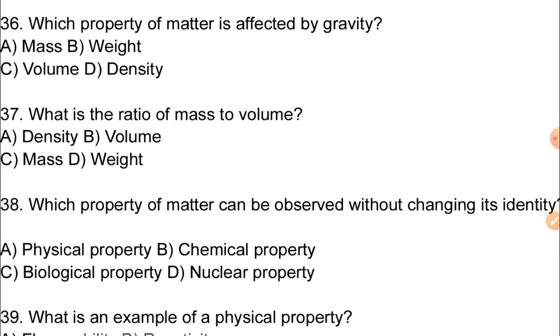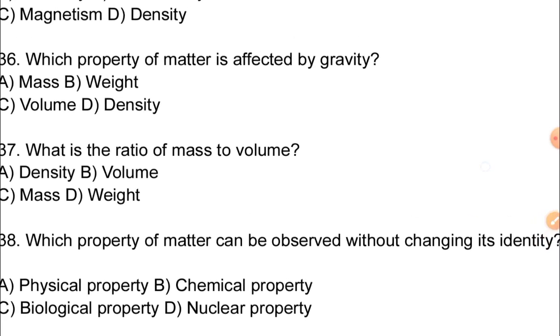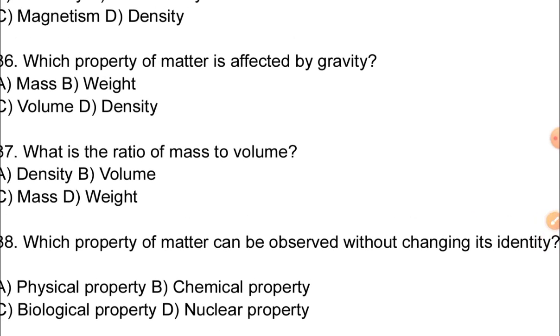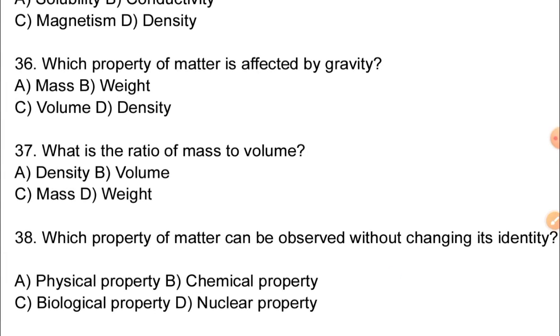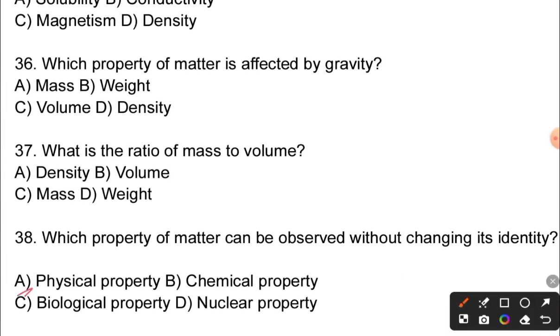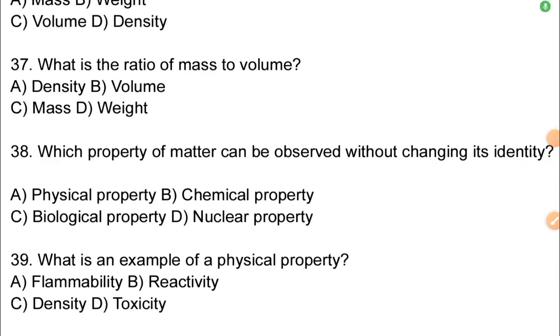Next one. Which property of matter can be observed without changing its identity? Question 38, we have physical property. Okay, so without changing its identity, that is a physical property. So question 38 is A. What is an example of a physical property? Permeability, reactivity, density, toxicity. The answer is C.